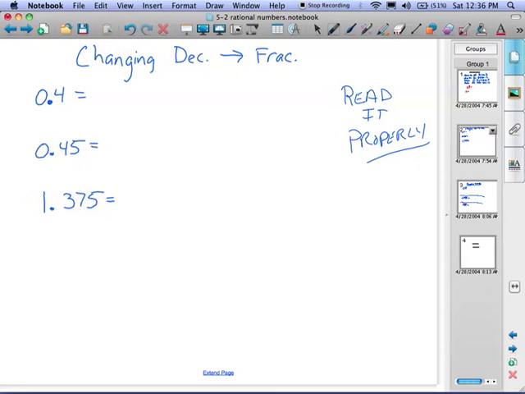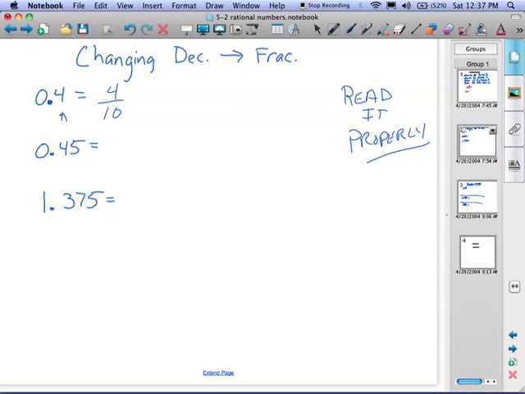So I have 0.4 as the first example. That's not read properly. 0.4 is not the way you're supposed to say that. That is actually 4/10, because we have a 4 in the tenths place. So we say 4/10, 4 over 10. Don't simplify, just turn them back into fractions. That's all I want you to do. Okay, let's try the second one.